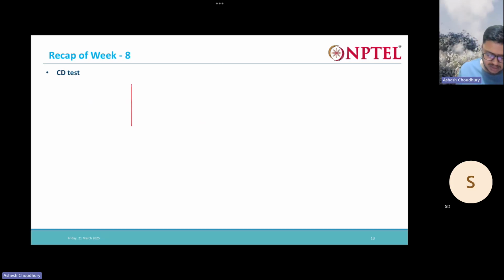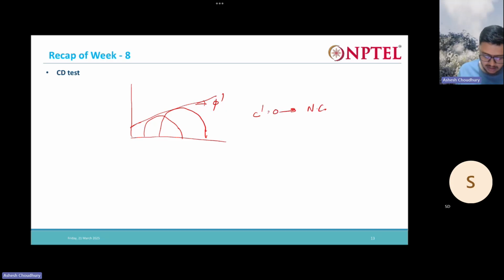From the CD test we generally get only the effective stress envelope, because since the pore water pressure is zero, we directly get the effective values. And similar to the CU test, c prime is 0 for normally consolidated clays.